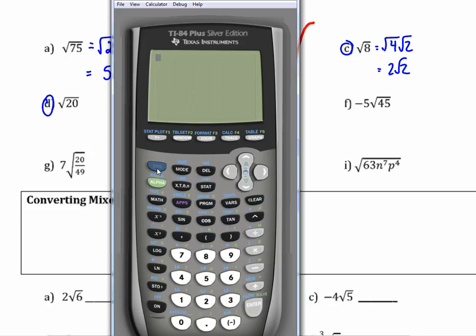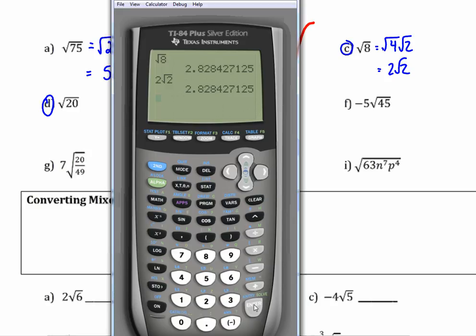Can you type in root 8? Yes. And then type in 2 root 2. Should they be the exact same thing? Yeah, they're the same decimal. We never want to write decimals. We want to write things as an exact value, especially in 20 and 30, because decimals are ugly, right?